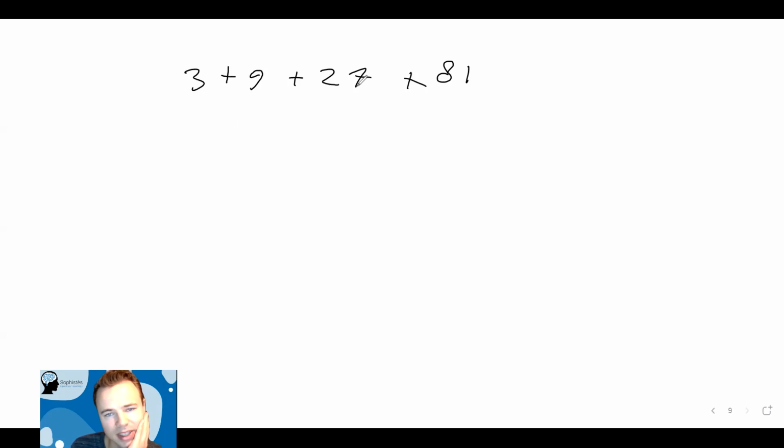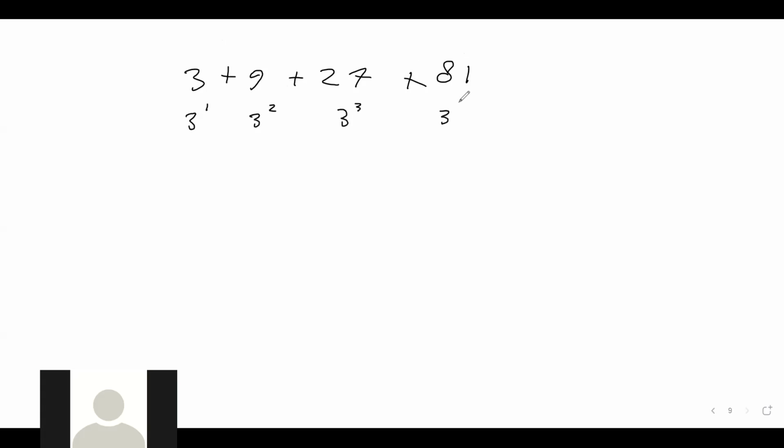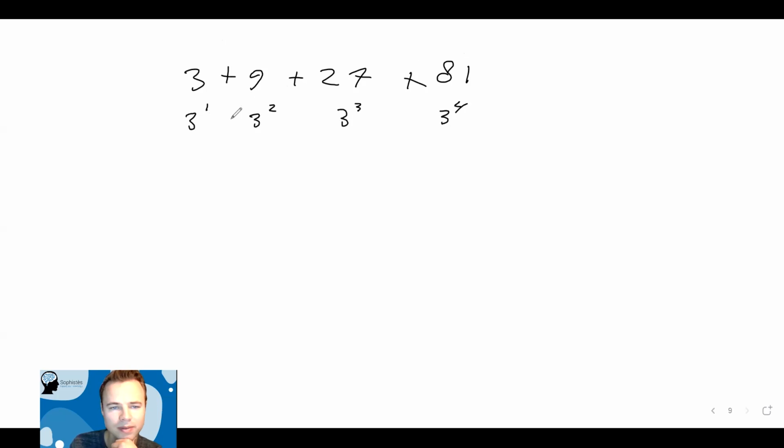What is the pattern that you're seeing? It goes times 3, times 3, times 3, right? Do you want to have an extra hint? This is 3 with the power of 1. This is 3 with the power of 2. This is 3 with the power of 3. And this is 3 with the power of 4.